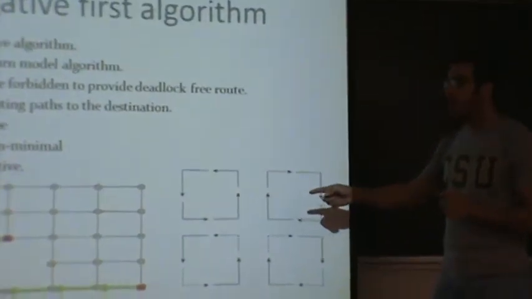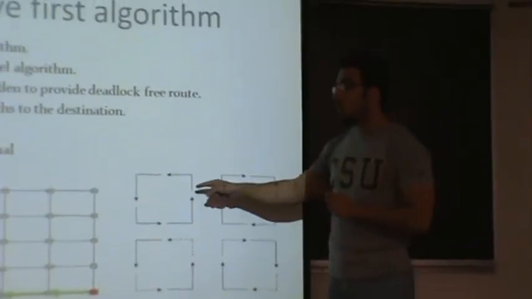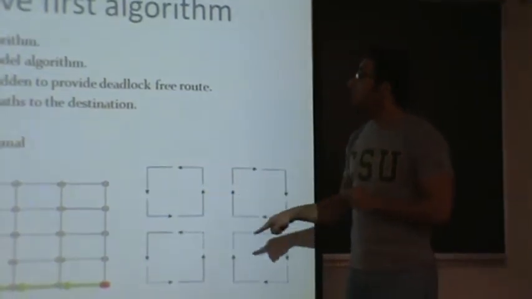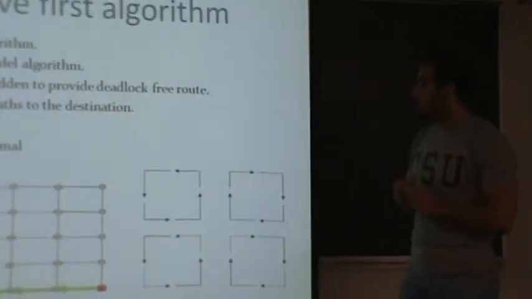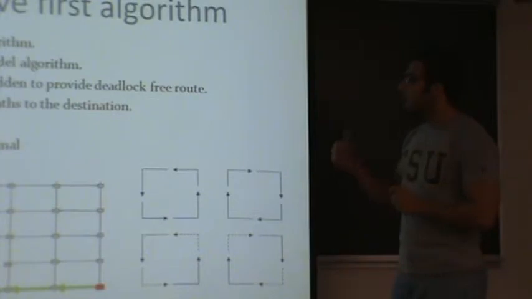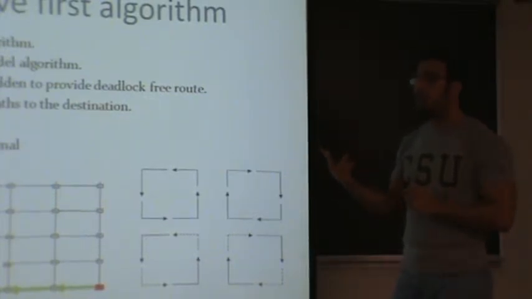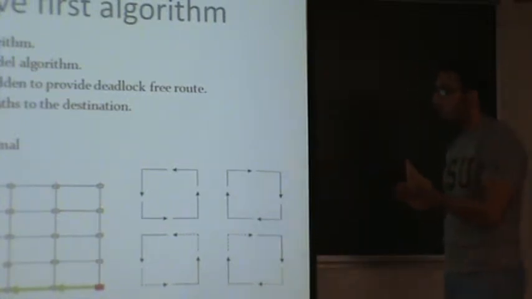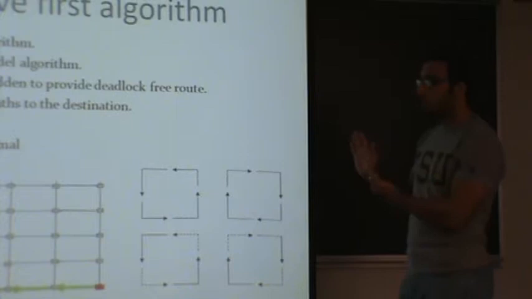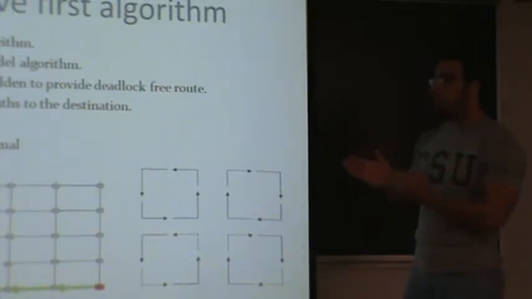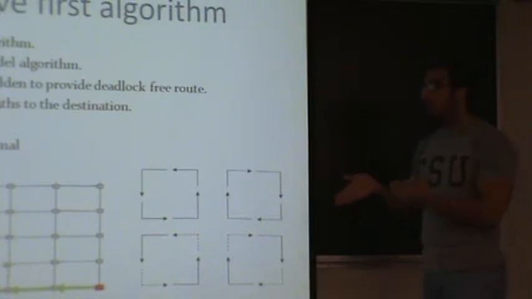If you allow the packet to go in any direction it chooses, then we will end up having deadlocks. So the turn model algorithms are based on the fact that, again, you allow your packet to go only in two directions. And once they go in, they can go only in those two different directions. And if they make a turn in the opposite directions, the packet will be dropped.